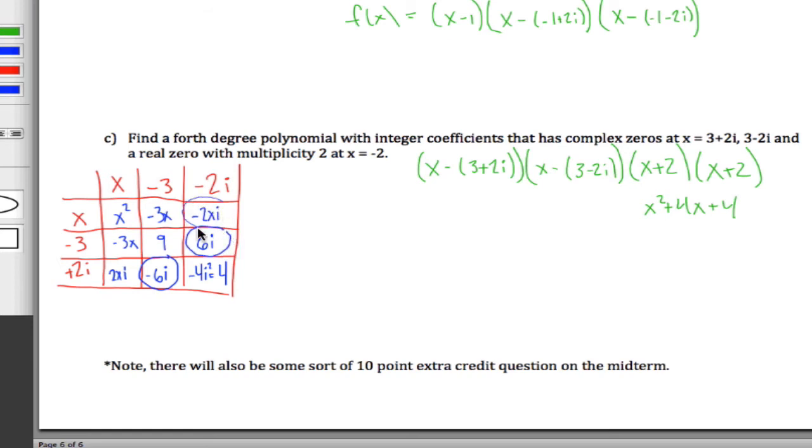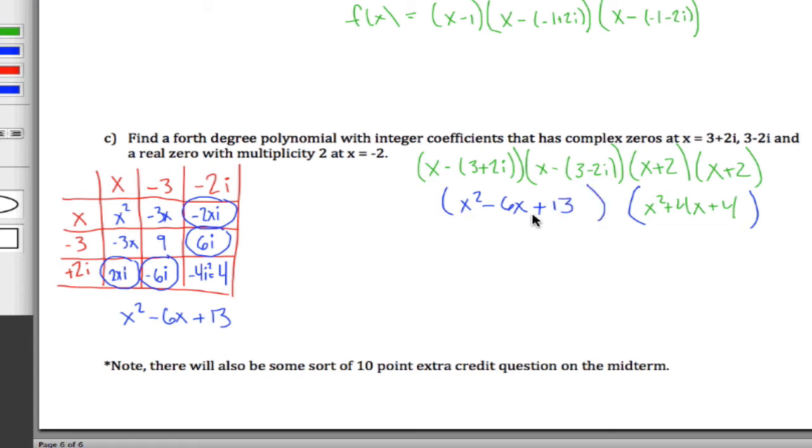Negative 2xi, positive 2xi, those cancel each other out. So all I'm left with is x squared minus 3x minus 3 more x is minus 6x. 9 and 4 is 13. So when I multiply this times this, I get x squared minus 6x plus 13.